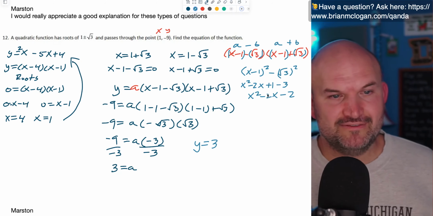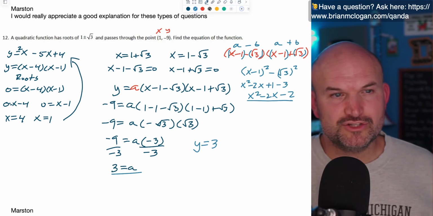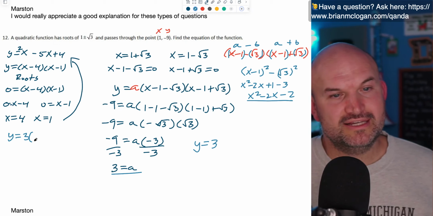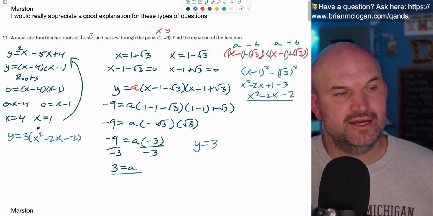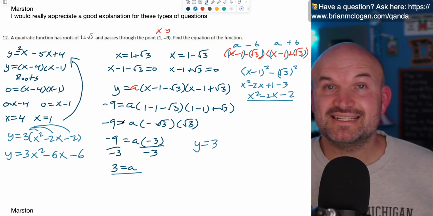So we have our equation, which is multiplied out, and we have our a. So my formula here is going to be y equals 3, which is my a, times x squared minus 2x minus 2. And now you can just distribute that to both sides, and you get y equals 3x squared minus 6x minus 6.